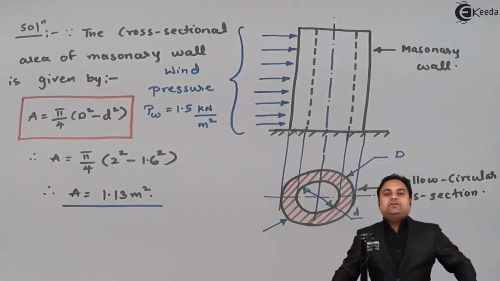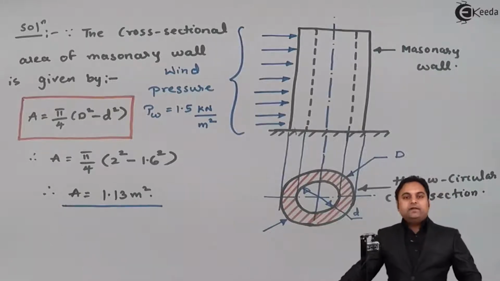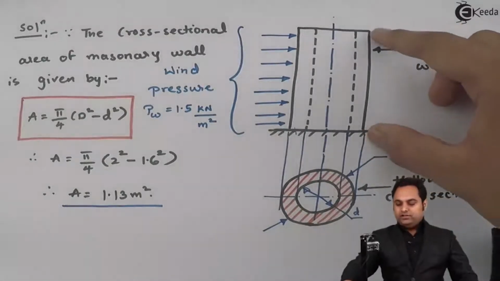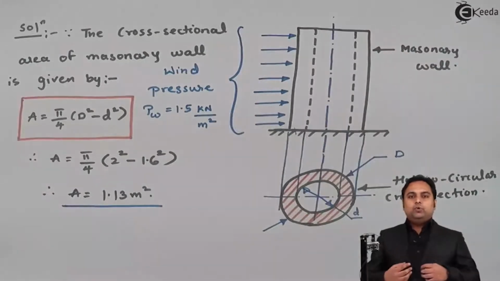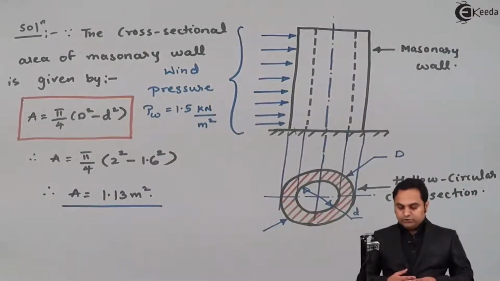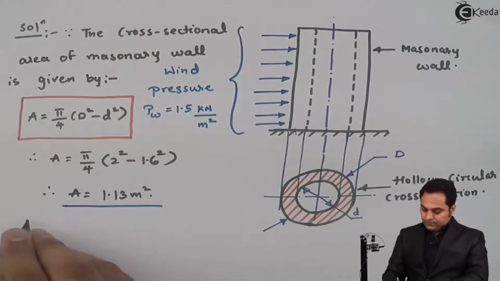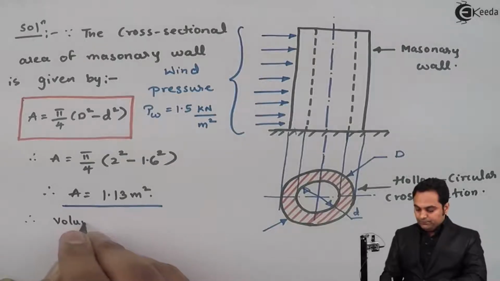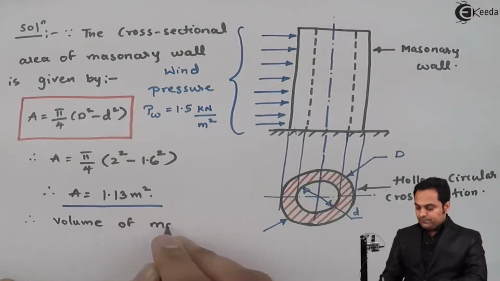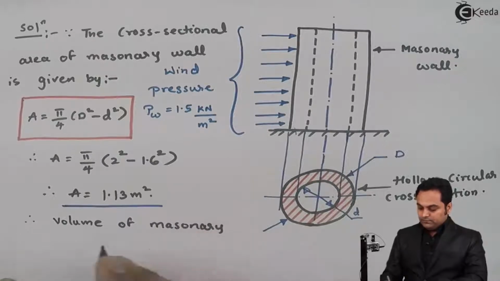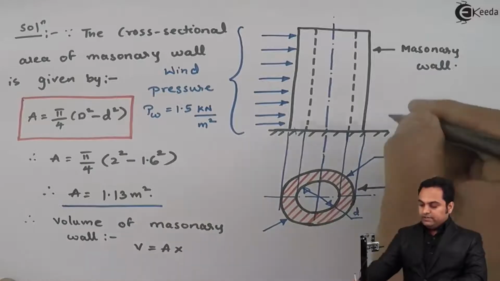Now, after getting the cross sectional area, with the help of the weight density given, we can find how much is the load which is acting on this masonry wall because of its own weight, that is its self weight. So that we can calculate, but in that we would be requiring the volume. So here I'll say that after finding the area, therefore volume of masonry wall, that is V, is equal to area into the height of the chimney.